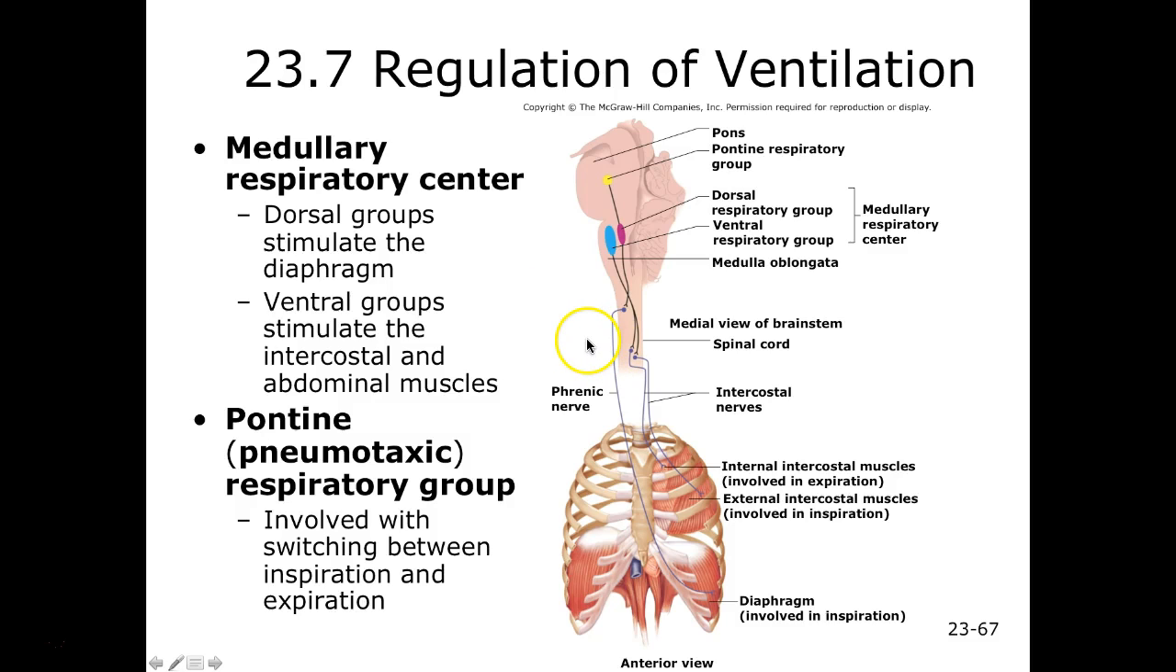Our next respiratory group is our pontine respiratory group, which was previously called our pneumotaxic respiratory group. This is a collection of neurons in the pons, whereas our other respiratory group is more in the medulla. It is involved with switching between inspiration and expiration. We don't know the true function of these nerve fibers, but we do know, as illustrated here, that it has connections to our dorsal and ventral respiratory groups. So they work in fine-tuning the breathing pattern.